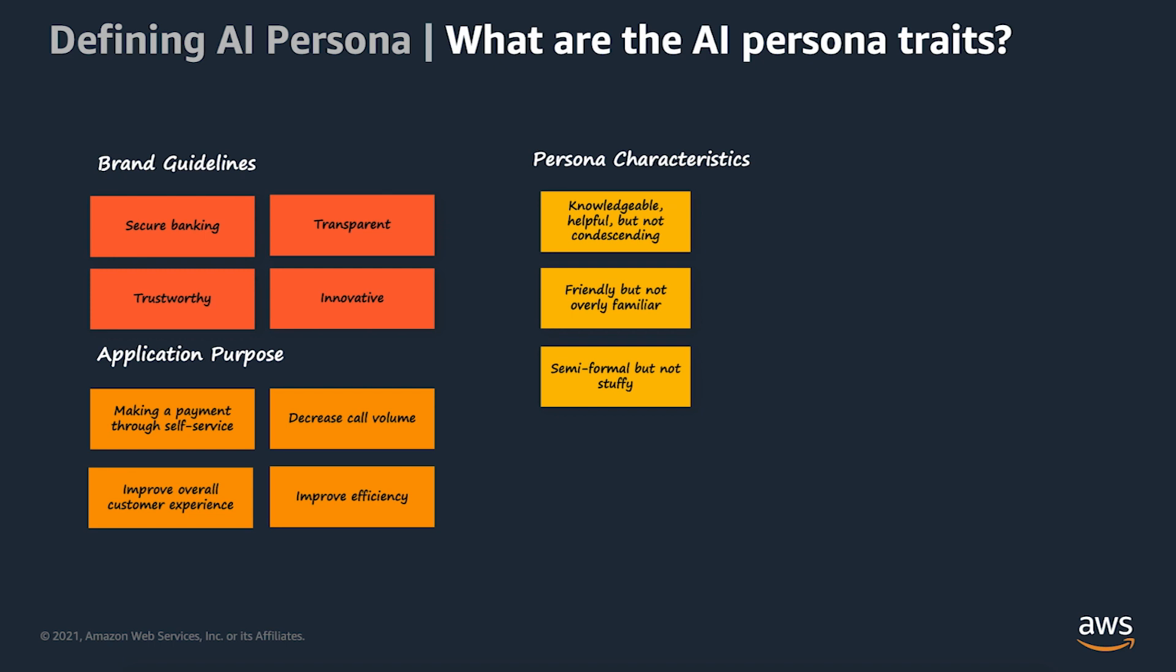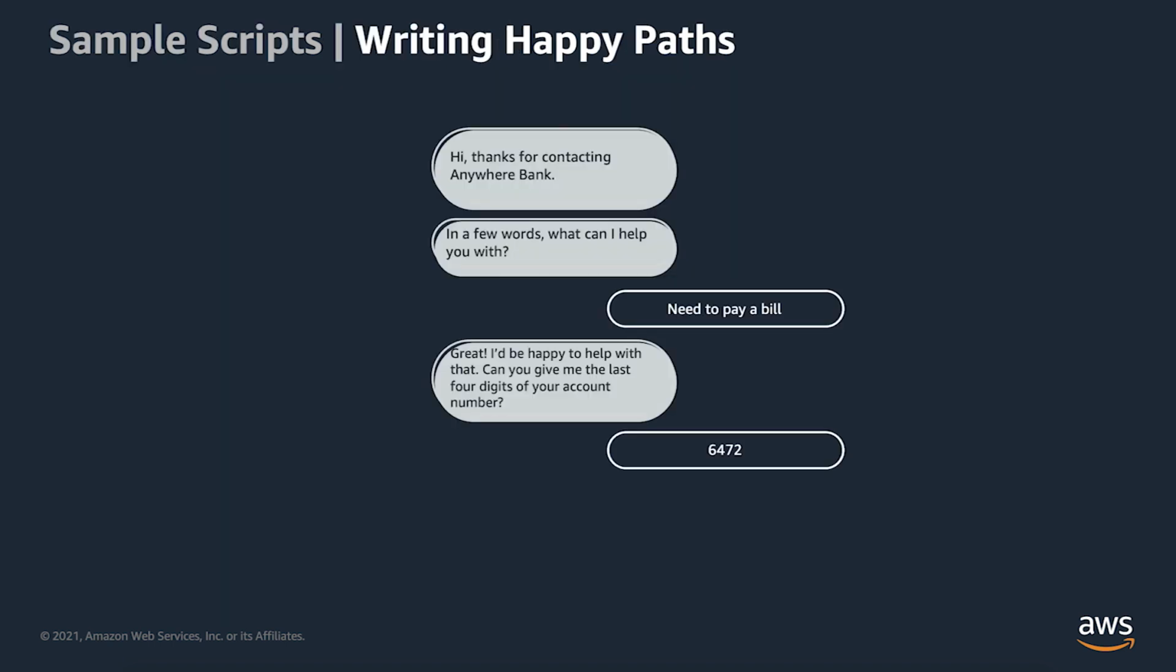So when we're thinking about putting this all together, the very first step to do is to write happy path scripts. Happy paths are, in an ideal world where there's no failure between the user and the application, we want to script out exactly how that interaction will look. For example, here I have a happy path for where we don't know who the user is.